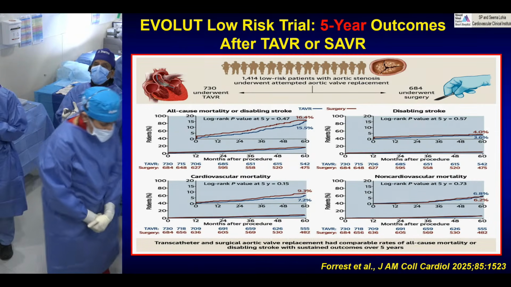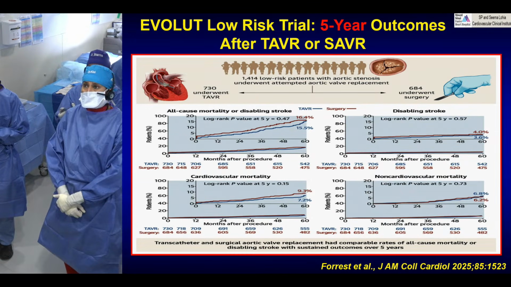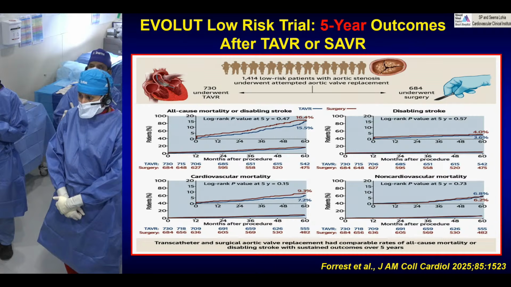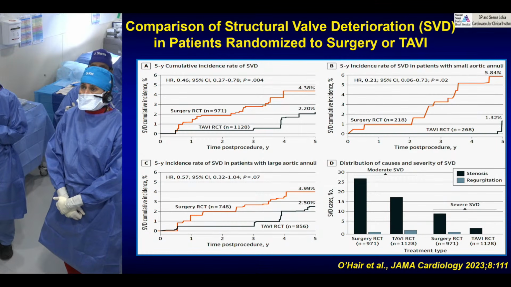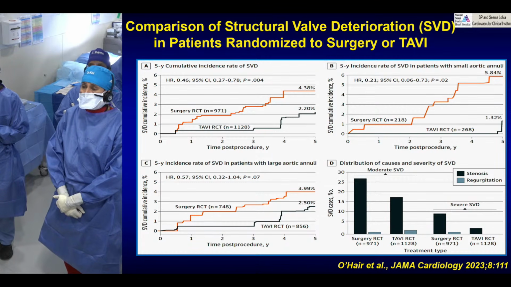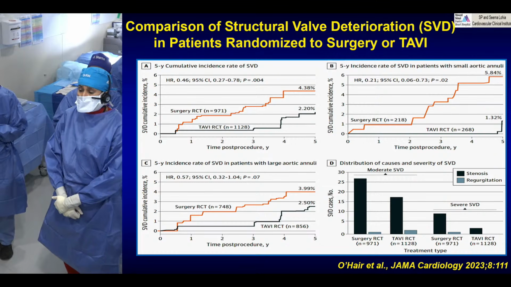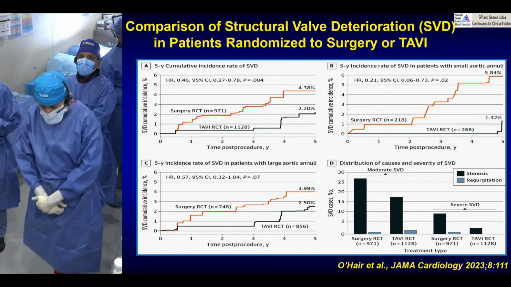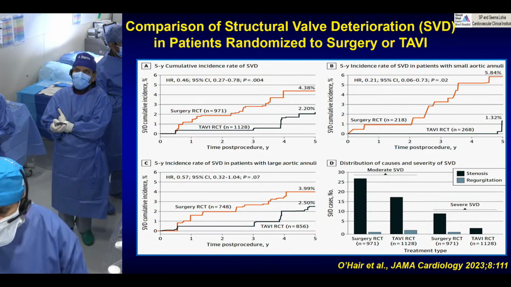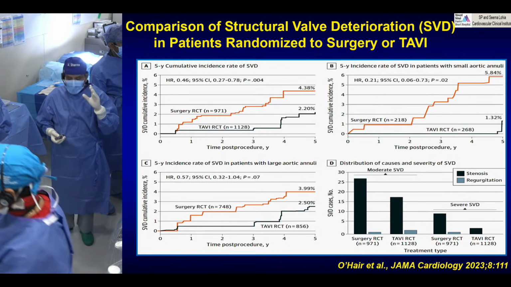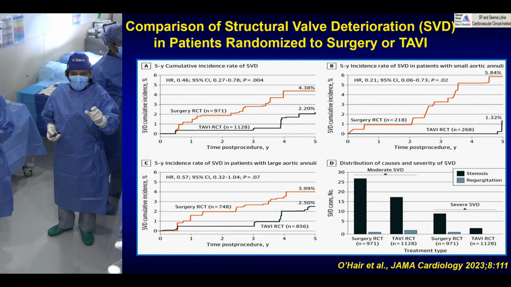Now, same data we have for the Evolut 5-year data. Outcomes are similar, as you can see there, and at the same time, from the bioprosthetic point of view, here it looks like lower valve degeneration with the TAVR valve compared to the surgical valve at 5 years. The data for the balloon expandable is identical.